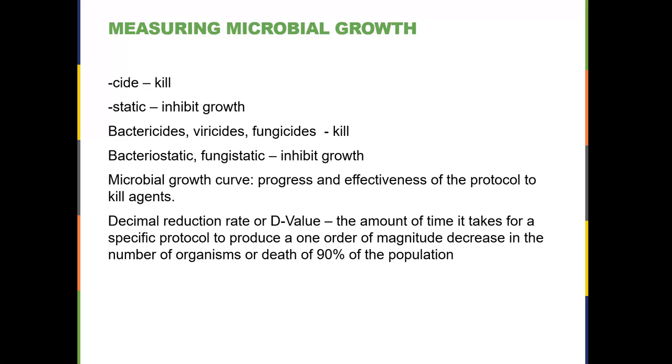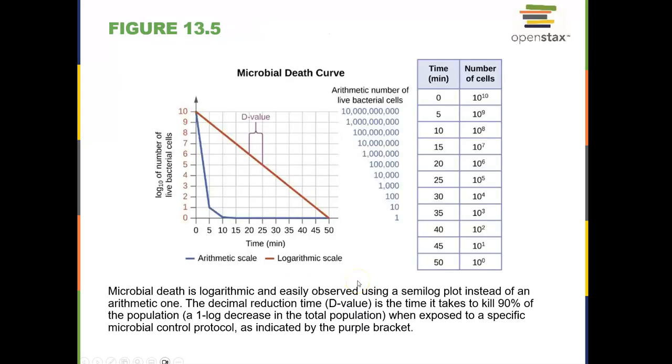The microbial growth curve shows the progress and effectiveness of the protocol to kill the agent. So we can look and see how well this is going to kill the bacteria based on that curve. The decimal reduction rate, or the D value, is the amount of time it takes for a specific protocol to produce one order of magnitude decrease in the number of organisms, or death of 90% of the population of the bacteria, not of people. So this is showing the death curve and the D value.